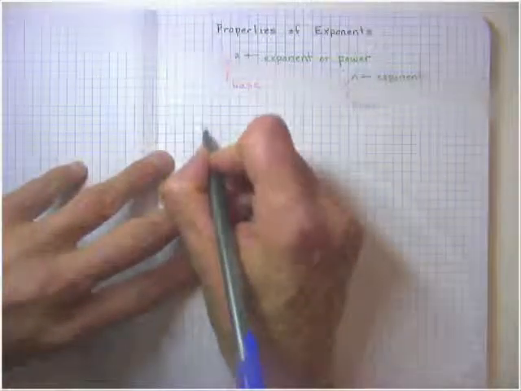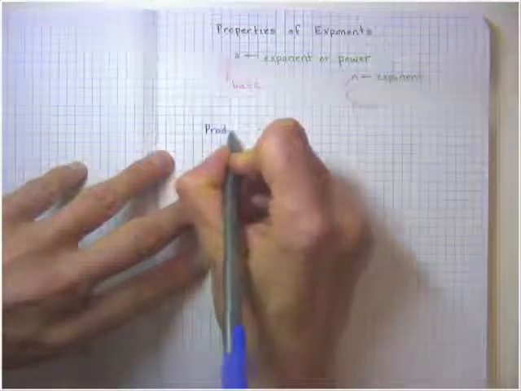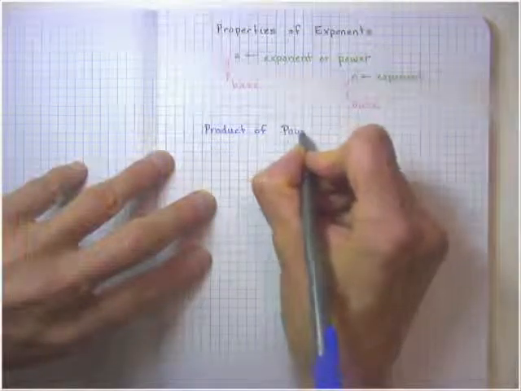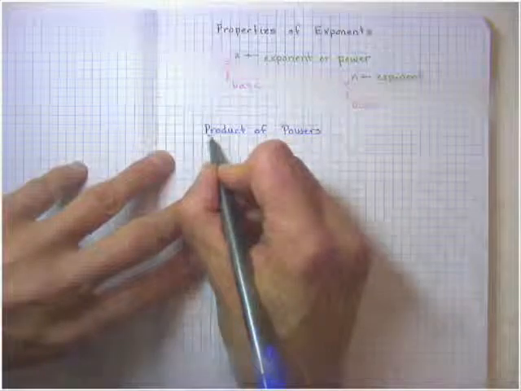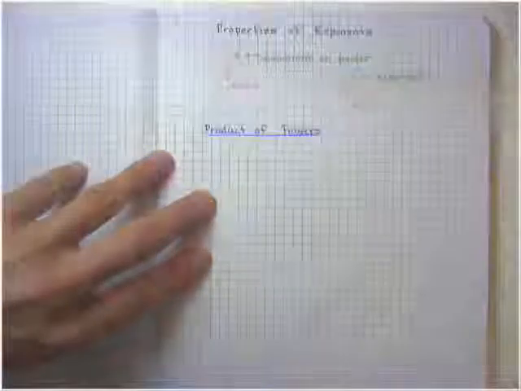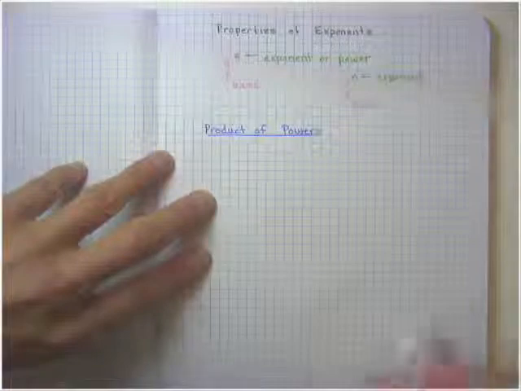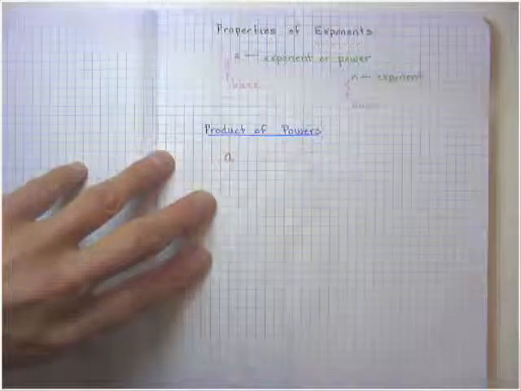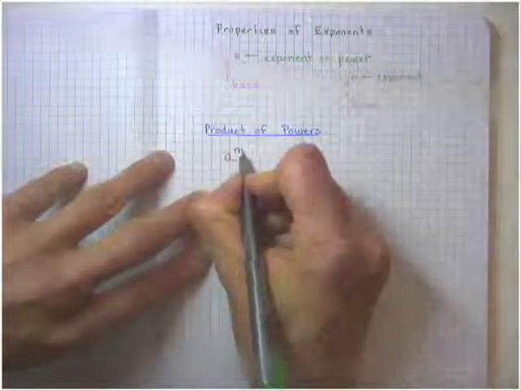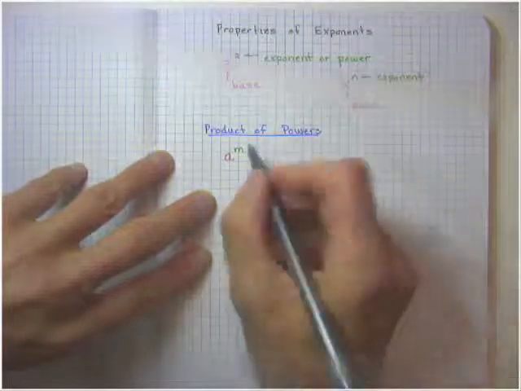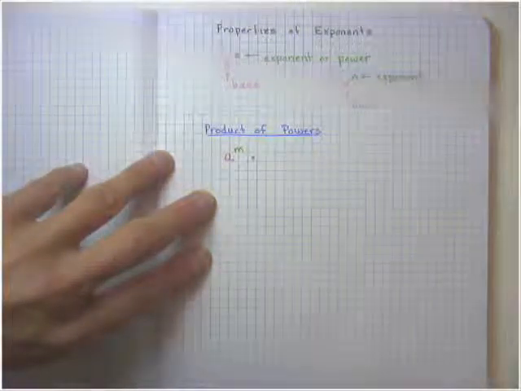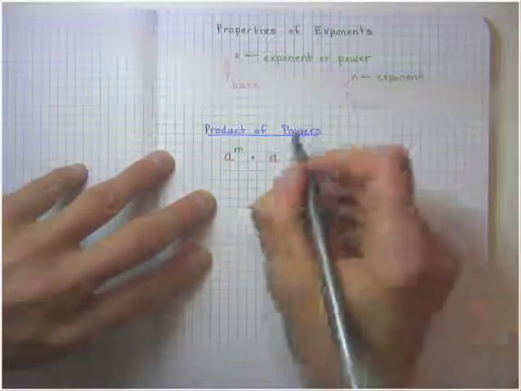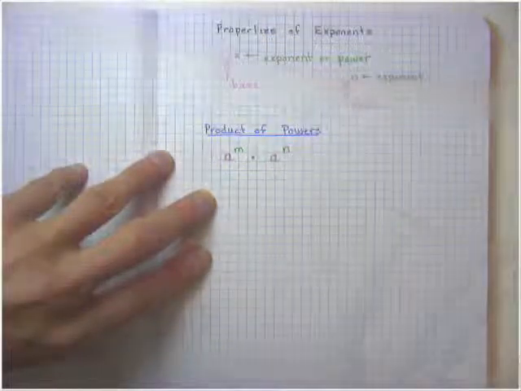So we're going to do product of powers. Which is a fancy way of saying if I'm multiplying two numbers that have the same base, how do I do that? So if I have a to the m times a to the n, how do I do that?